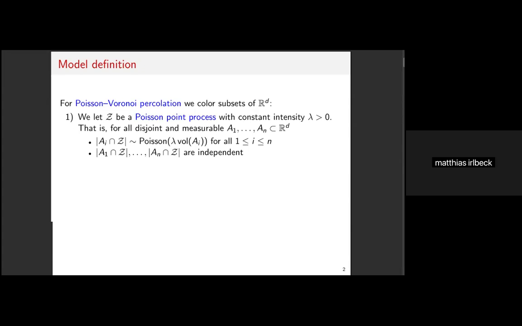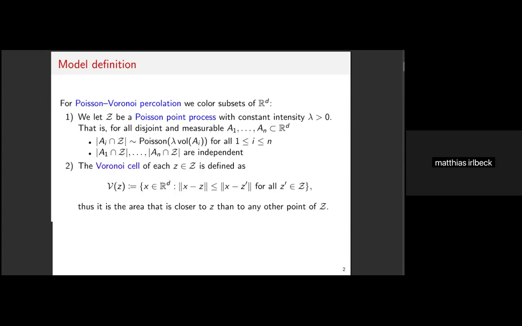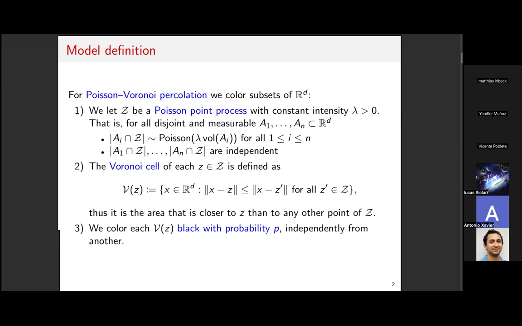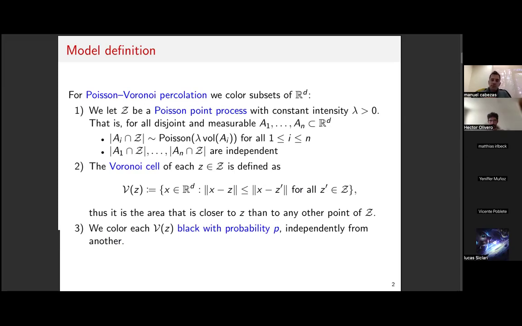So this is the first step. In the second step, we associate the Voronoi cell to each of those points. The Voronoi cell is all the area that is closer to this random point than to all the other points of the Poisson point process. In the third step, we color each cell black independently of the others with some fixed probability P. P is the parameter of the model, and we fix this before doing all of this. One of the nice things is that the model is quite easy to define and also to visualize.